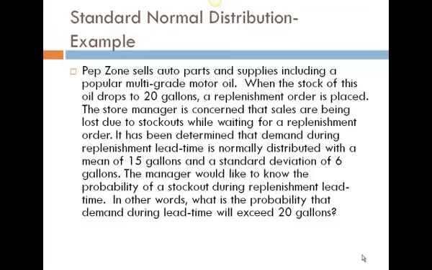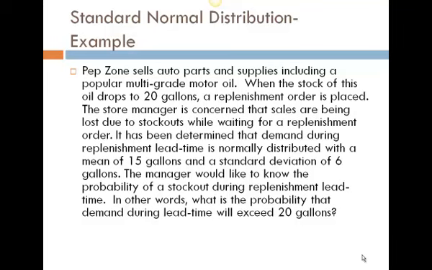So let's look at this example here. Pepzone sells auto parts for supplies including a popular multi-grade motor oil. When the stock of oil drops to 20 gallons, a replacement order is placed. The store manager is concerned that sales are being lost due to stockouts while waiting for the replenishment order. It has been determined that demand during replenishment lead time is normally distributed with a mean of 15 gallons and a standard deviation of 6 gallons. That tells you your mu, your funky looking u, is 15 and your standard deviation is 6.